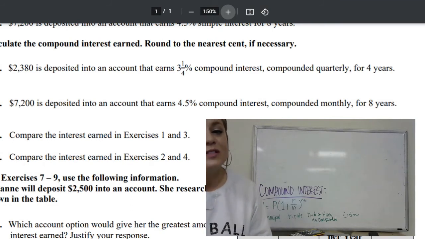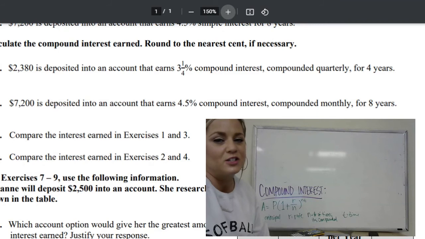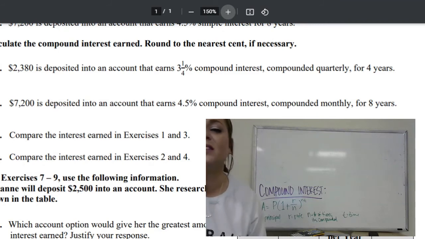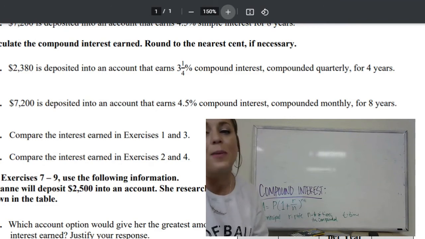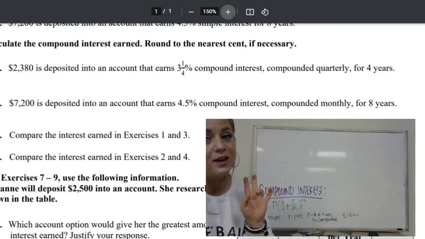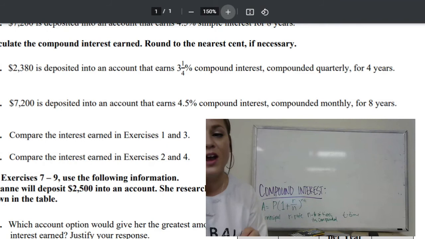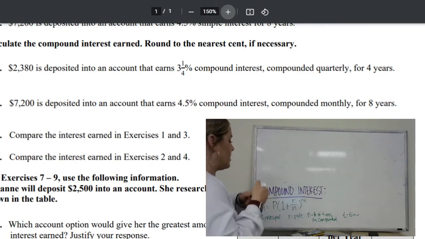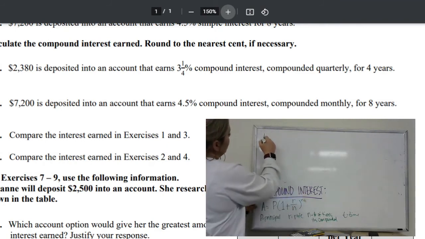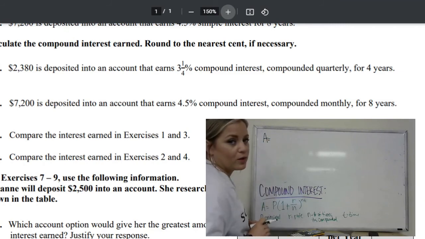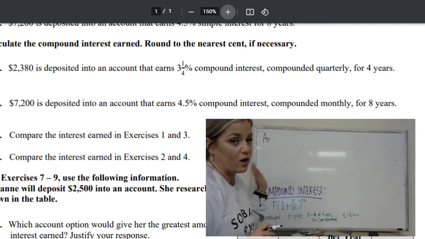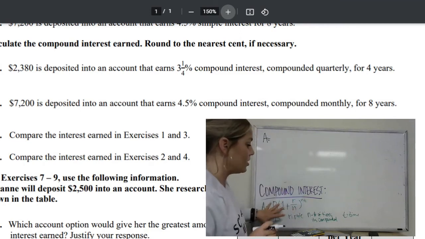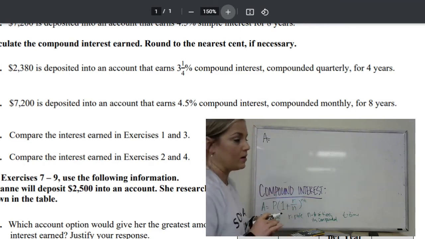Right now, we're going to do the same thing, like what we did. Number 4, $7,200 is deposited into an account that earns 4.5% compound interest compounded monthly. So that's going to be compounded 12 times for 8 years. Okay, 12 times for 8 years. Writing out your formula is going to be the hardest part. I really suggest that you have scratch paper when you're doing the compound interest so that you can make sure that everything is plugged in correctly.